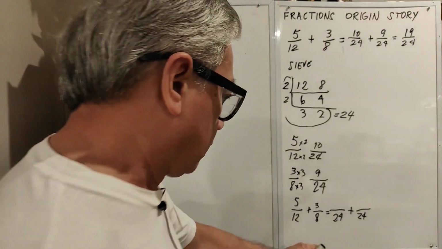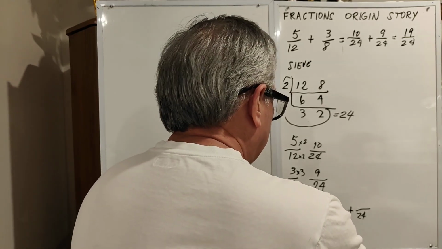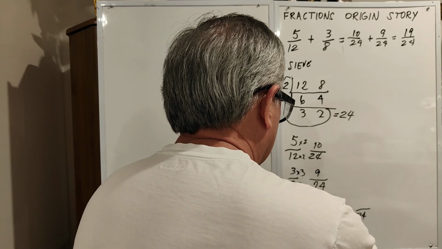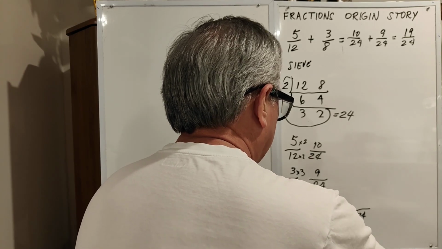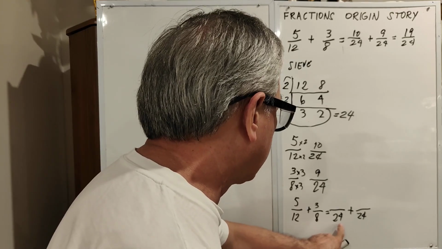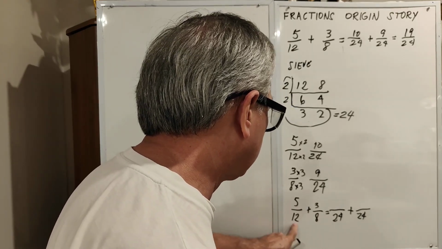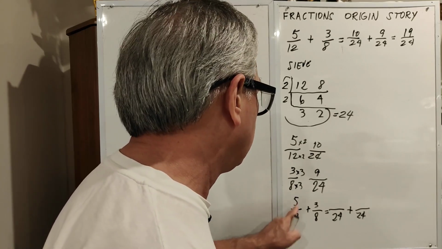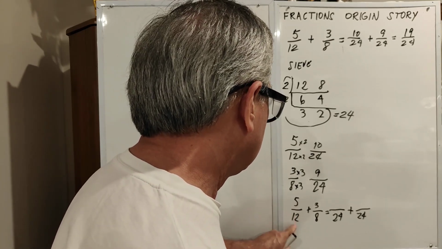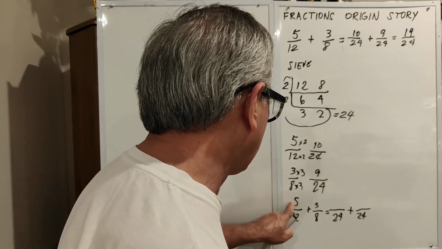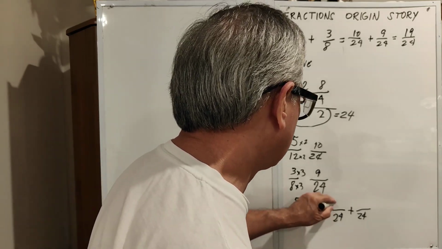Now, so 5 over 12, you want it to become something over 24. So this is 12 to become 24 times 2. Or easier, 24 divided by 12 is 2. Now that is the factor that you need to use on both 12 and 5. So 12 times 2 is 24. So 5 times 2 is 10.